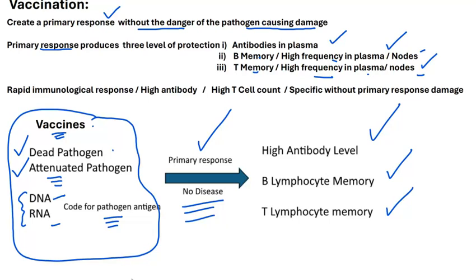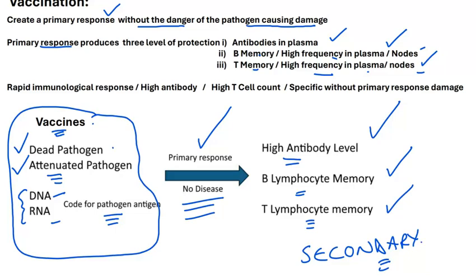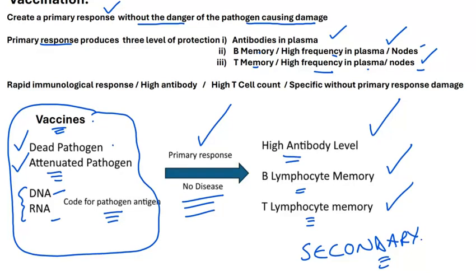Should we then encounter these dangerous pathogens, we already have an adaptive immune system which is prepared and ready for a rapid secondary response in which we will not experience the disease or the damage of the disease or the symptoms of the disease. In other words, we have immunity from vaccination.